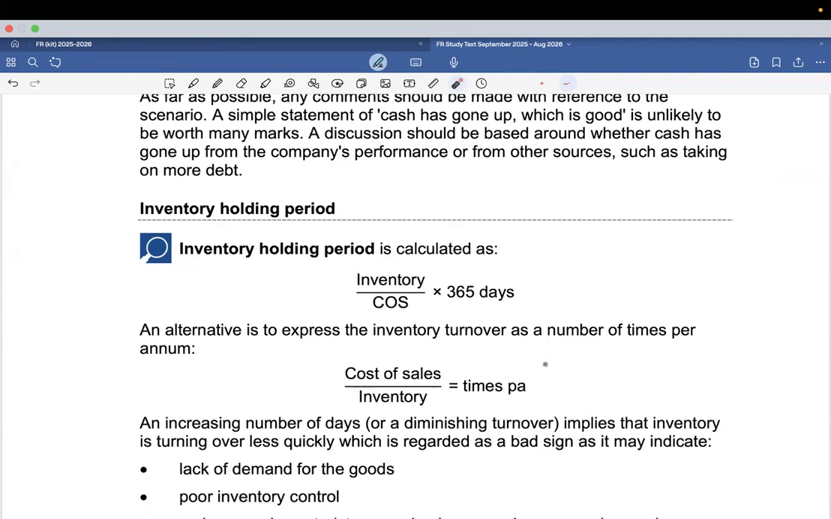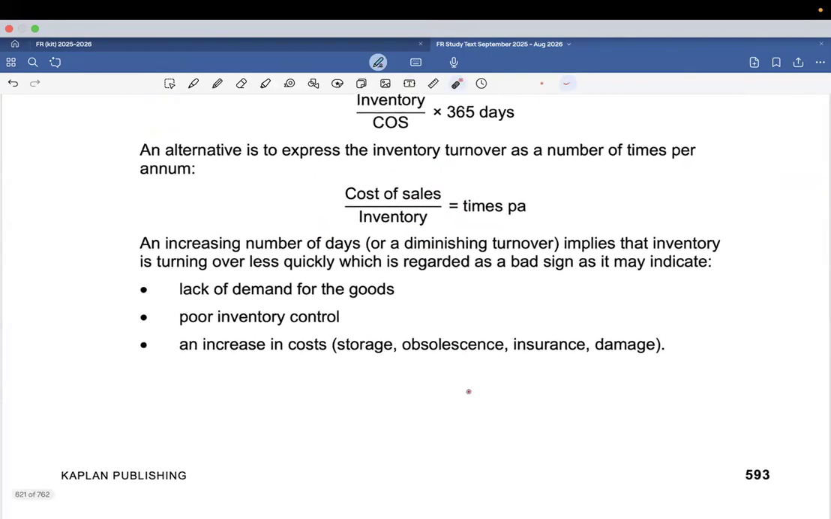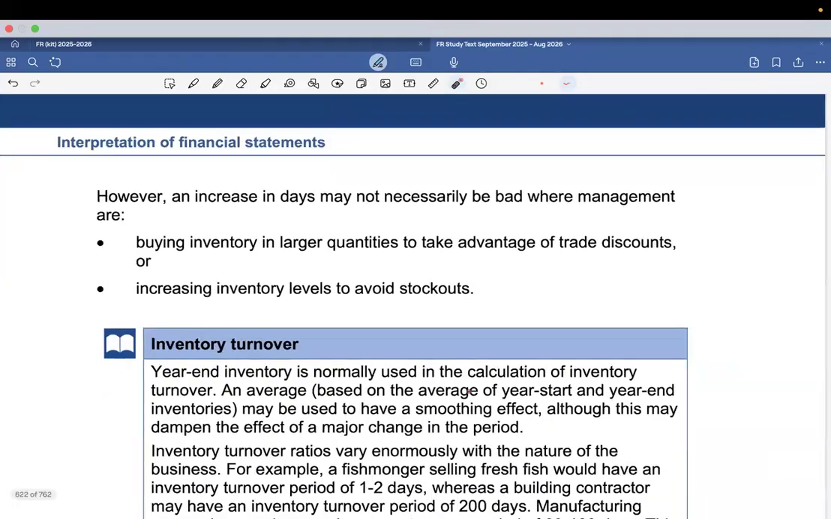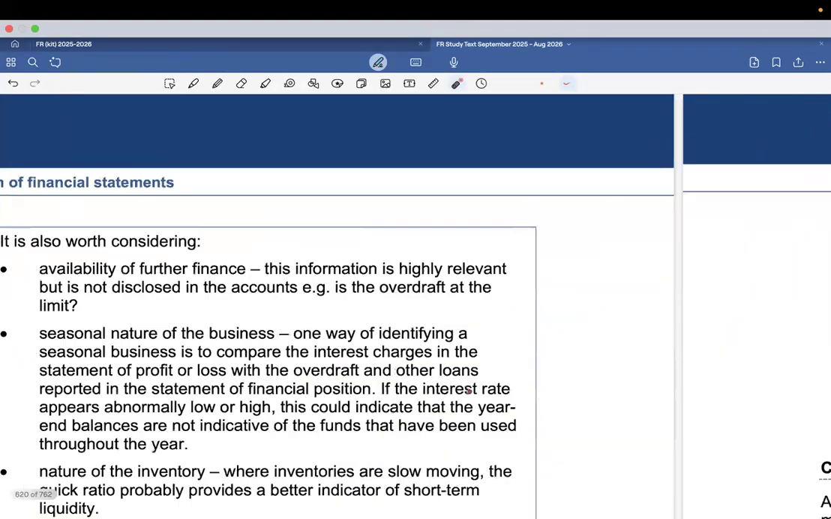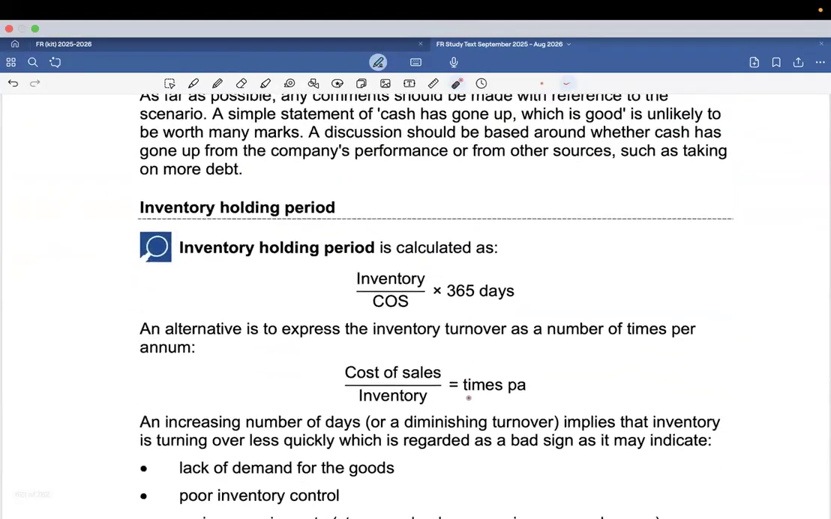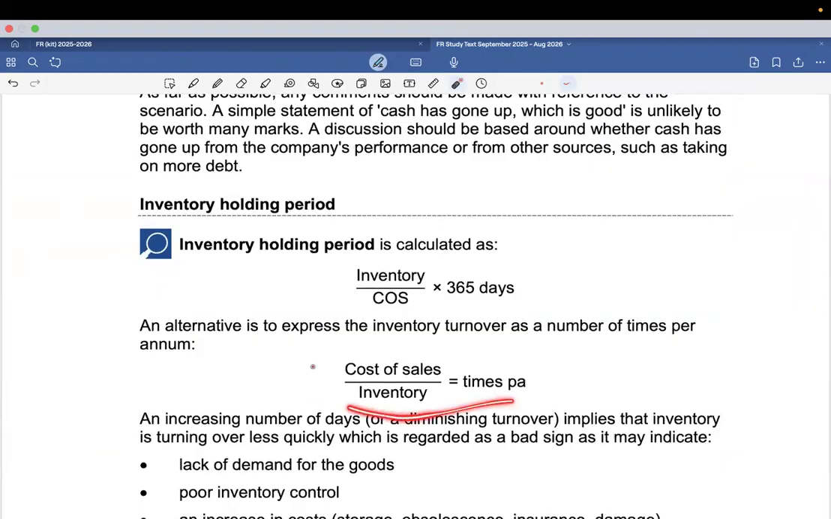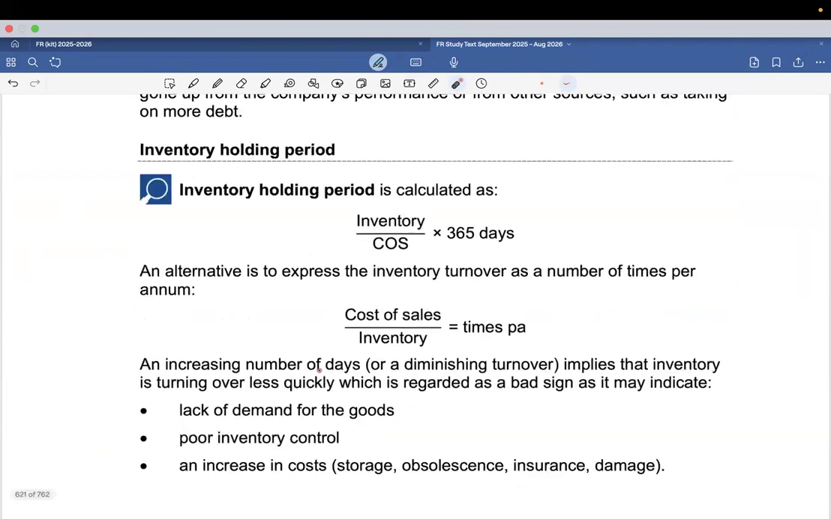Now, another alternative ratio to express this particular inventory holding period is cost of sales divided by inventory, in times. Times is just a number. That means if you calculate and it equals 5, then you say 5 times, not 5% or 5 days, nothing like that. Just measured in times. It's a unit of measure.